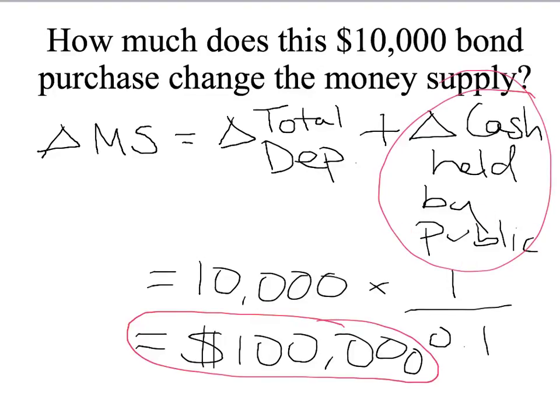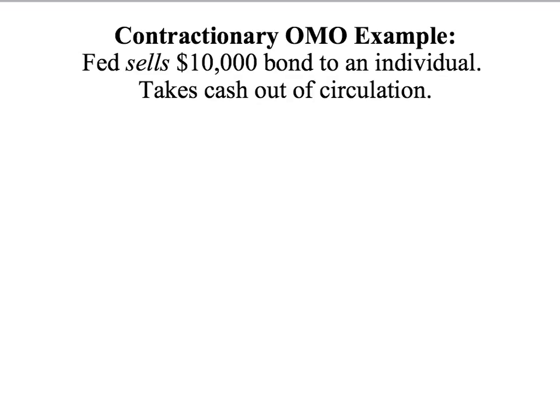Okay, so now let's do an example of a contractionary open market operation. Let's say that the Fed sells a $10,000 bond to an individual. So when they sell this bond, before they had some bonds in their assets, and so they sell the bonds to the individual and take money in exchange.